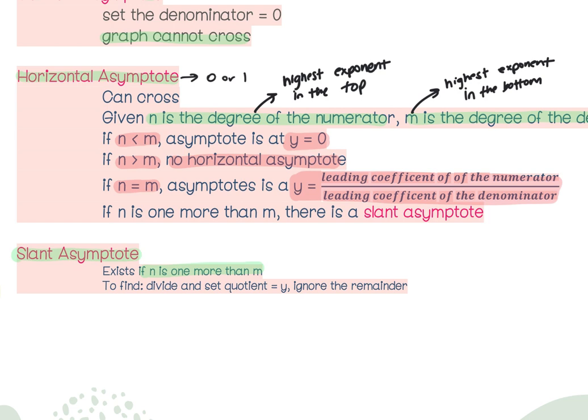And the way you find the equation of that line is dividing the numerator by the denominator and ignoring the remainder. You'll get something like 2x plus 1 or x minus 3. And you just set y equal to that, and that is your line. That is your slant asymptote.